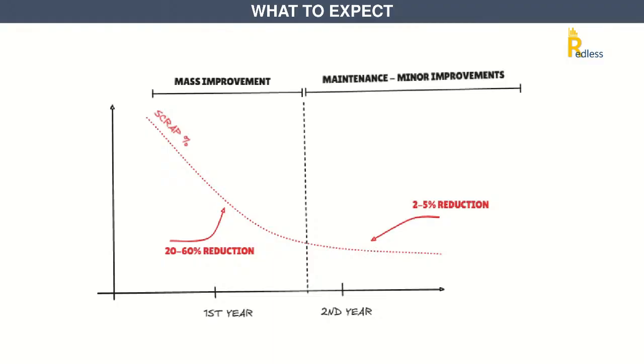As we go by, it will be more difficult to make improvements. We need to keep up the efforts because we need to maintain the results we obtain, but we can aim for perfection, a 2 to 5% reduction.